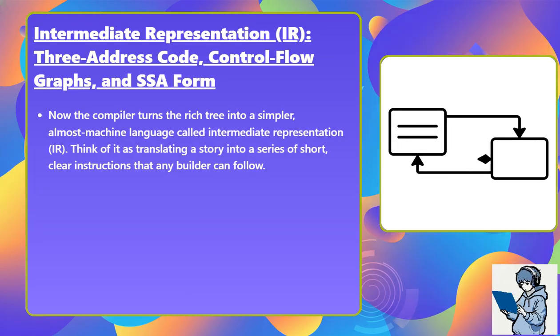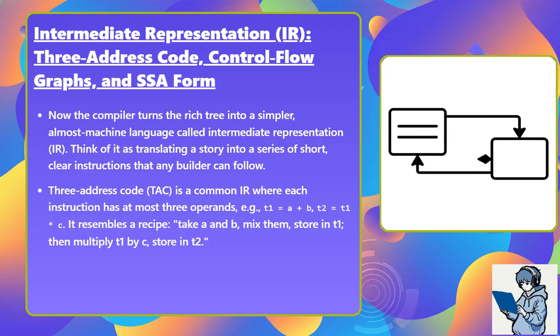Now the compiler turns the rich tree into a simpler, almost machine language called intermediate representation. Think of it as translating a story into a series of short, clear instructions that any builder can follow. 3 address code, TAC, is a common intermediate representation where each instruction has at most 3 operands. For example, T1 equals a plus b, T2 equals T1 times c. It resembles a recipe. Take a and b, mix them, store in T1. Then multiply T1 by c, store in T2.